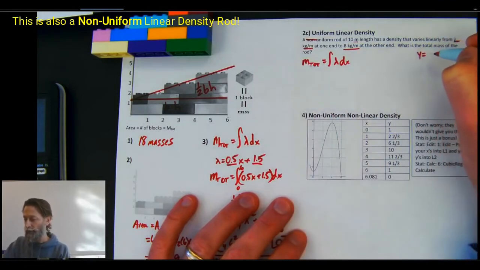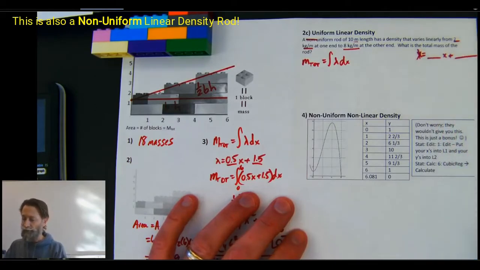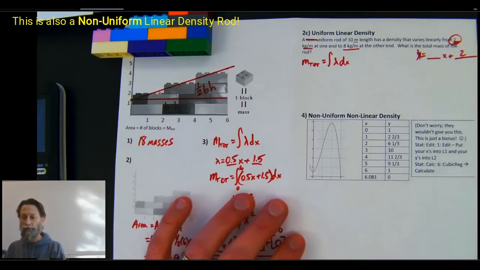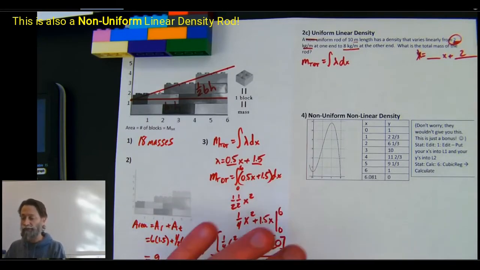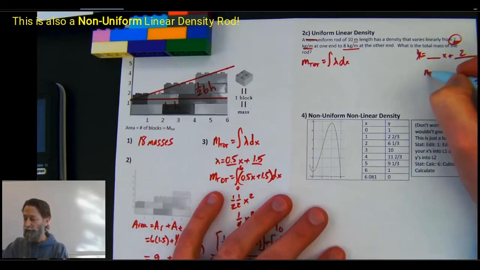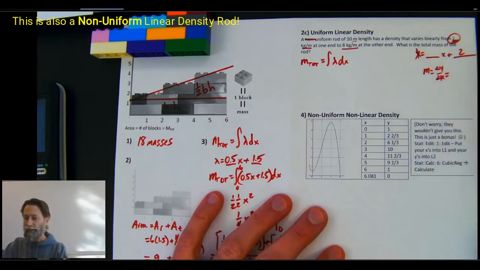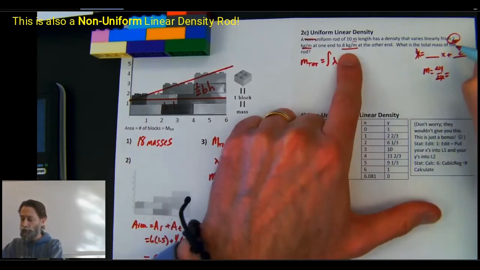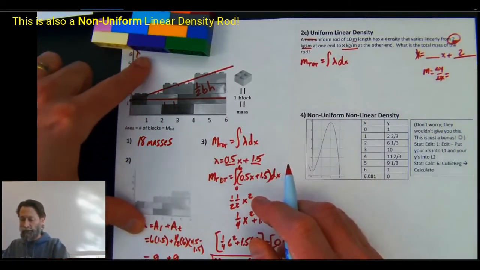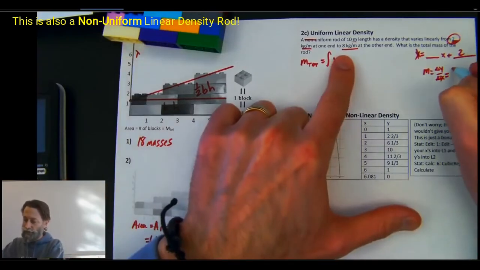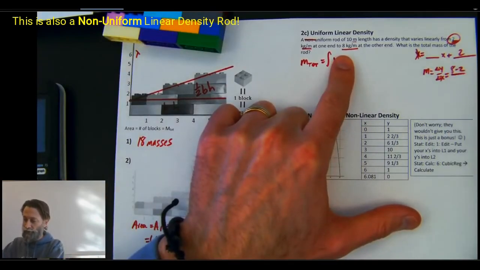The lambda is going to be some slope times x plus some y-intercept. Well, we already know, isn't our y-intercept going to be this 2 kilograms per meter, because that's what our beginning value was. Now, to find the slope, that's going to be our change of y over our change in x. Can't we say that our change in y, which is the rise, the density value, is 8 minus 2?